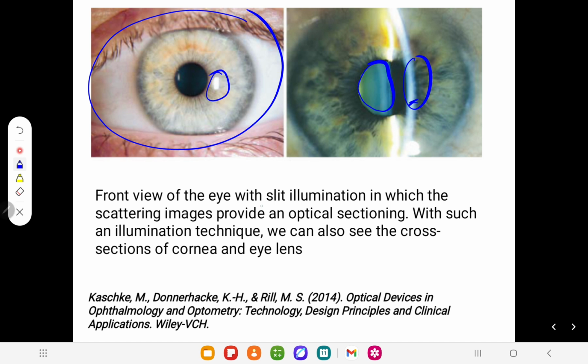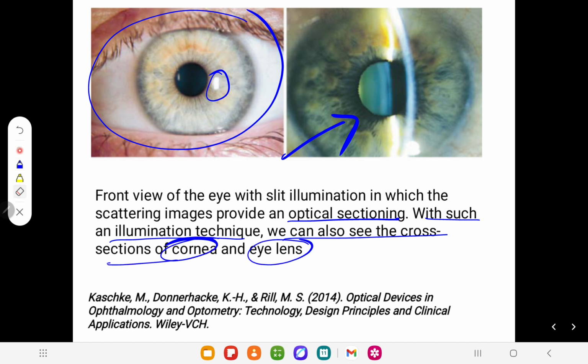So, a front view of the eye with a slit, in which the scattering image provides the optical section, in this picture I am talking about. With such an illumination technique, we can see the cross section of the cornea and the lens. Can't you see the cross section of the cornea and the lens? Just see, this is the lens cross section, isn't it? And see, this is the cornea cross section. Can you see it? So it's very important to throw the slit.